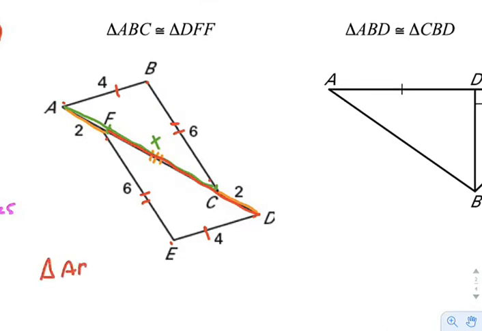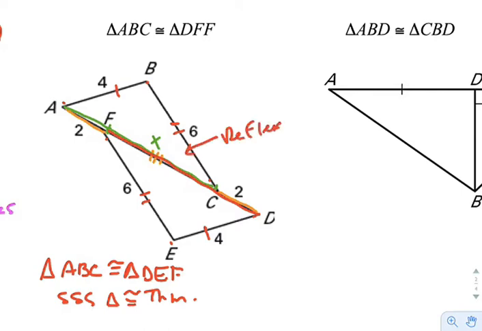So let's write it. Triangle ABC is congruent to triangle DEF. And we use side, side, side triangle congruency theorem. Okay. Oh, we didn't name the property here, so let's go back and do that. I would say we use a little bit of reflexive property. Okay, and then we use some addition.